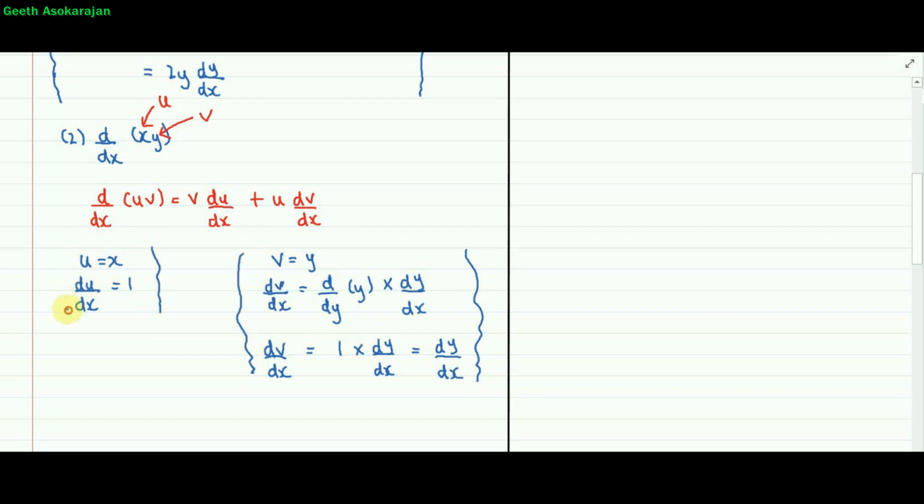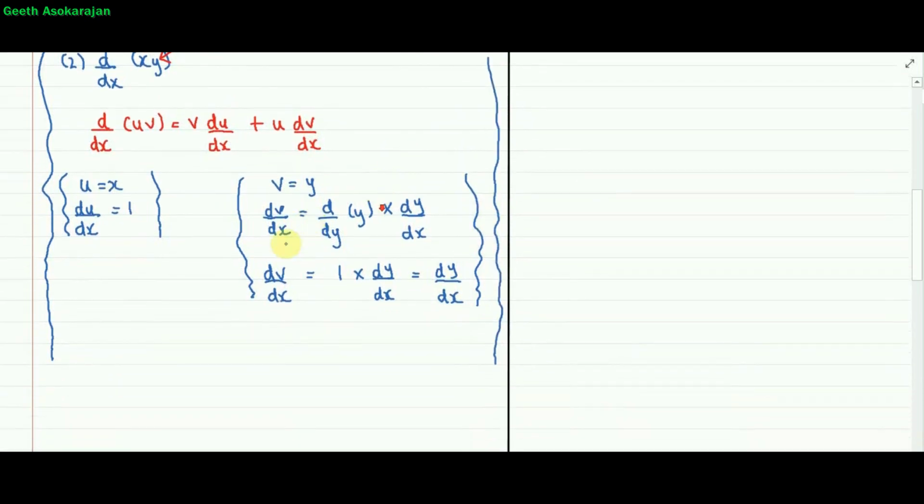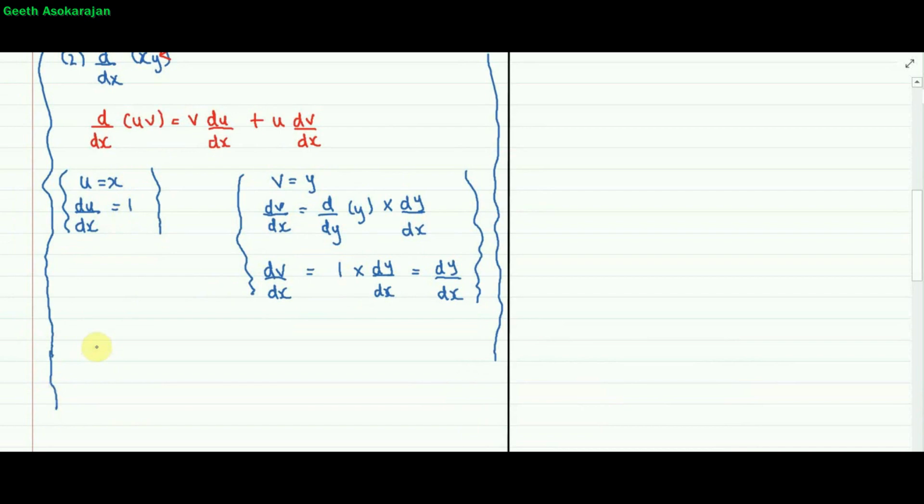Previously I did a side calculation for du over dx. Let's substitute these into the product rule here. So using the product rule, d by dx of xy, where u is x and v is y, is equal to v, which is y, multiplied by du over dx, which is 1, plus u being x, multiplied by dv over dx, which is dy over dx.